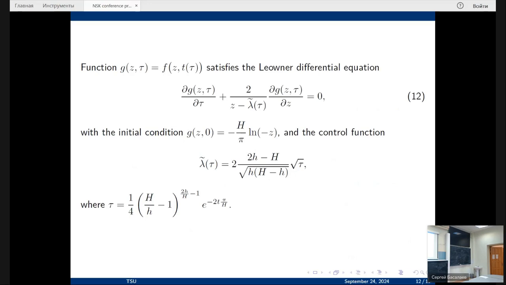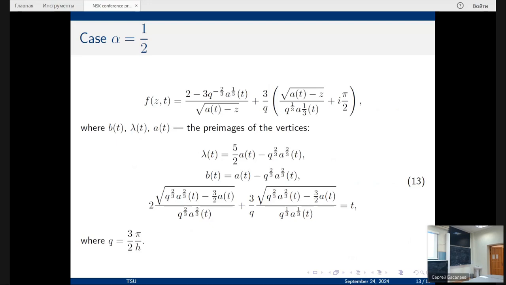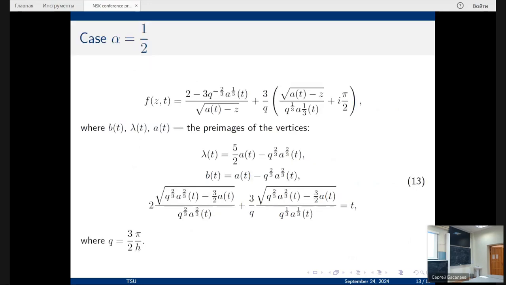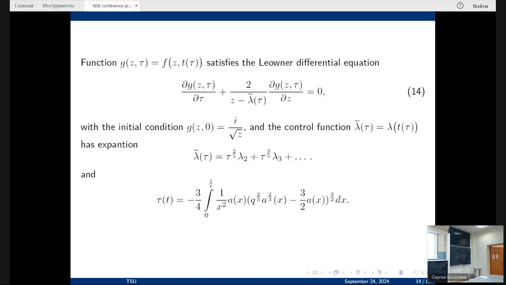We have another particular case when alpha equals 1.5. It's just a particular case. The result is over there. The function f(z,t) and the parameters b, lambda, a are given by the formulas as 13. And when we come to the canonical parameter tau, we can find that it is satisfied by the Euler equation number 14, and the control function has this series. If you go back and substitute alpha equals 1.5, you can find this series easily. The parameter tau looks like the formula down there.